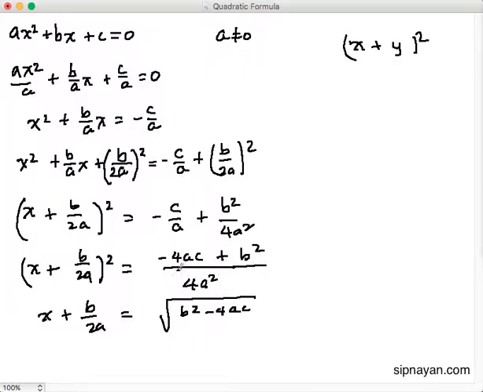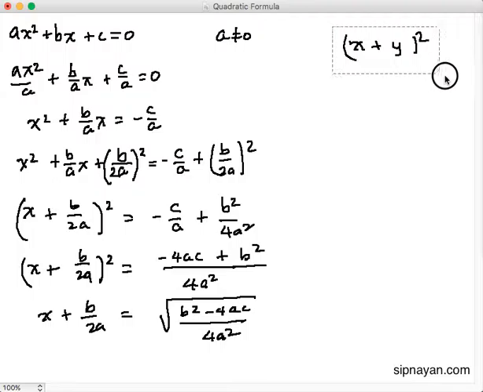Binaliktad ko lang siya, no? Pareho lang naman ang ibig sabihin niyan. Pareho lang naman yung equivalent. Pareho lang naman yung b squared minus 4ac tsaka negative 4ac plus b squared over 4a squared. Now, kung mapapansin ninyo, perfect square to 4a squared, so pwede ko siyang ilabas. Pwede ko itong ilabas, no?